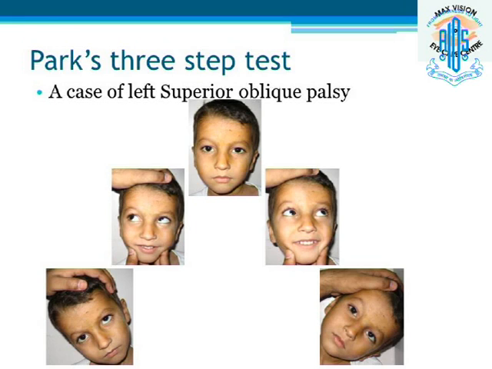In this case, we see there is a small left hypertropia in the primary gaze, which aggravates on dextroelevation and which further aggravates on right head tilt. So this is a case of left superior oblique palsy.